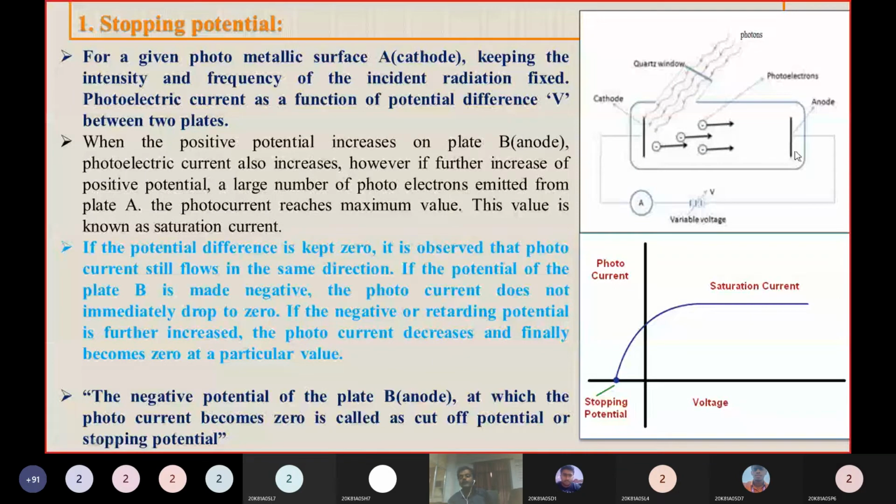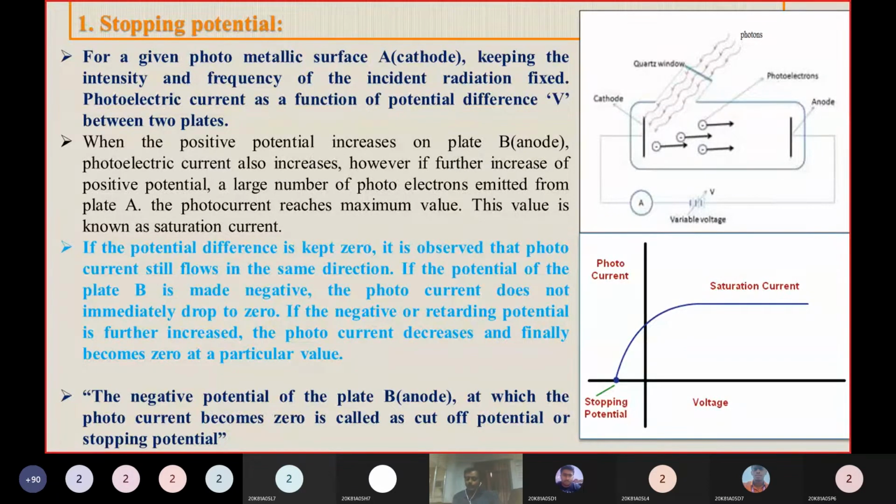If you increase the opposite potential to minus 2 volts, there is still some current. Suppose you apply minus 3 volts: for minus 3 volts, no current is passing through the circuit. That is called the stopping potential. At which opposite potential is the current passing through the circuit zero? That potential we call the stopping potential.